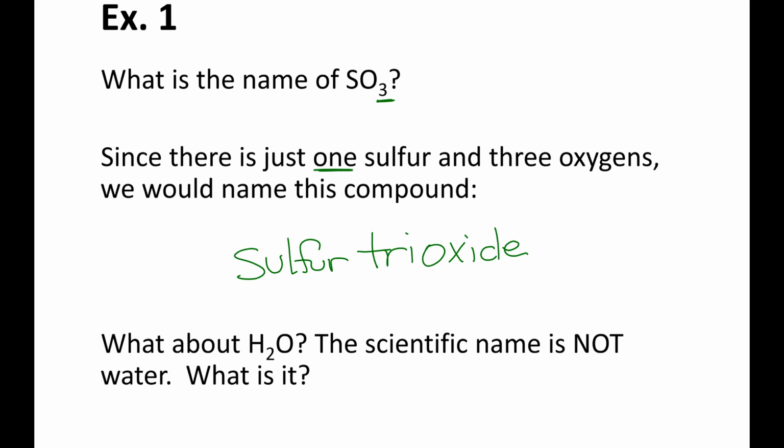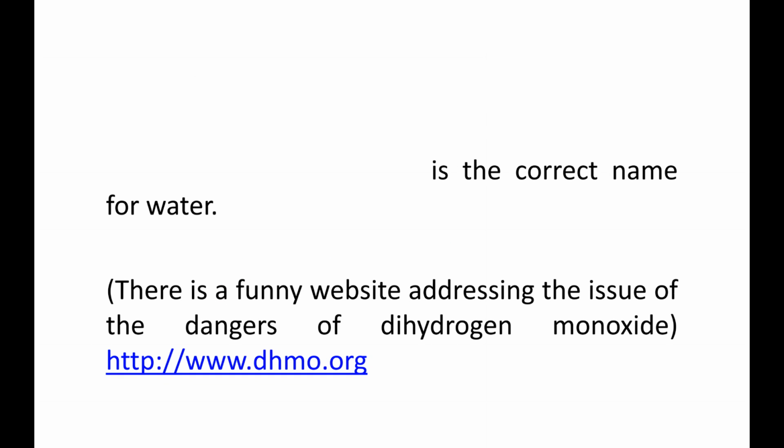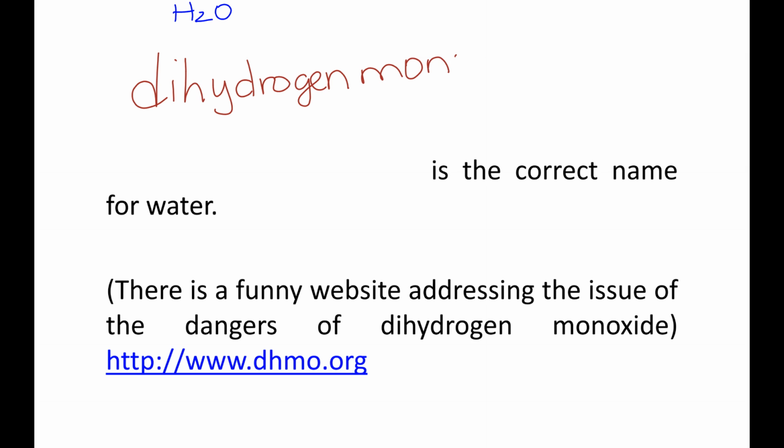Okay, let's look at water. H2O. The scientific name is not water. What do you think it is? Well, let's look at H2O again. How many hydrogens are there? There are 2. So we're going to say dihydrogen. Now there is only one oxygen, so it's going to say monoxide.